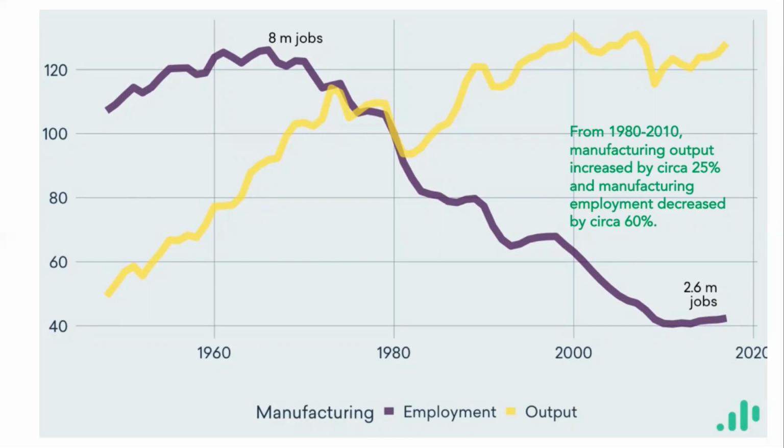And we can see that between 1980 and 2010, manufacturing output increased significantly, so by about 25%, and manufacturing employment decreased by around 60%. So as a nation, we're producing a lot more and employing a lot less people. So whilst this might be national data, it's useful context when you start to look at your planning activity.